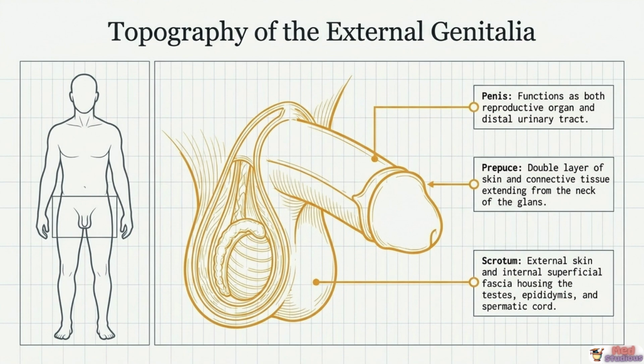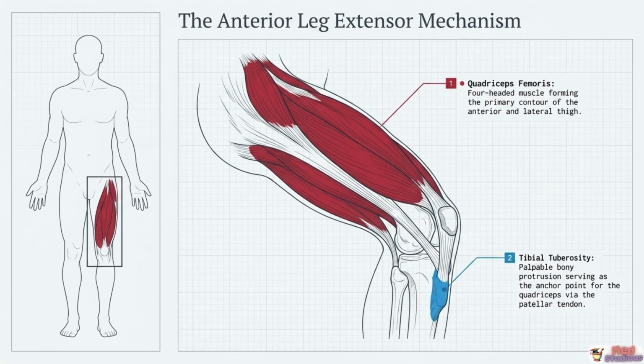The anterior and lateral thigh is dominated by the quadriceps femoris, a 4-headed muscle group that forms the primary visible contour of the entire anterior thigh. The 4 heads are the rectus femoris, vastus lateralis, vastus medialis, and vastus intermedius. They converge into the quadriceps tendon, which attaches to the patella and continues as the patellar tendon below it.